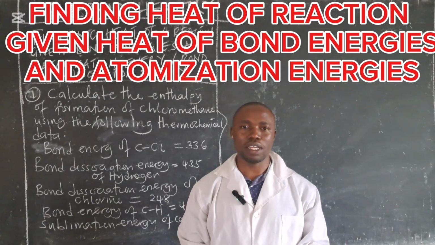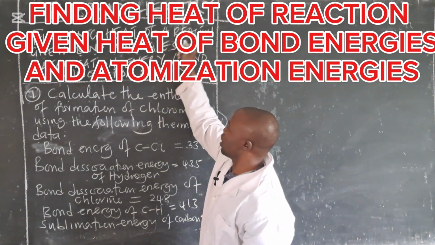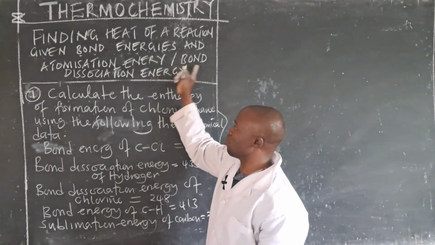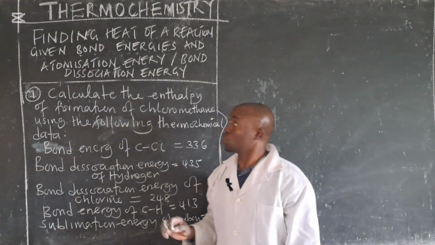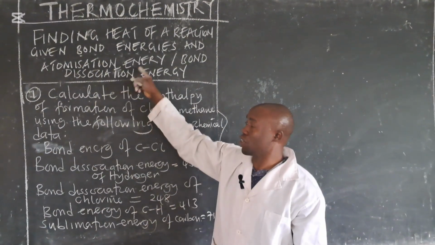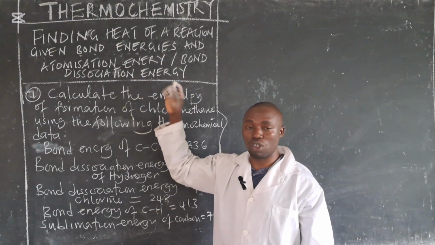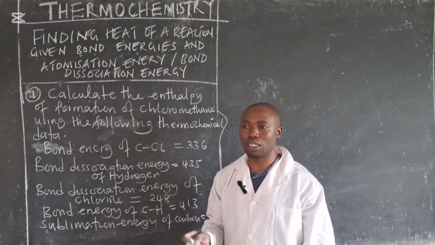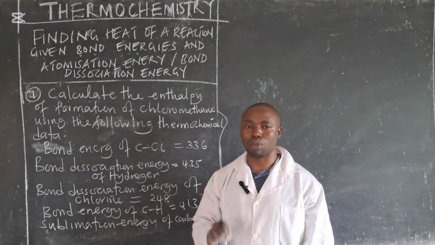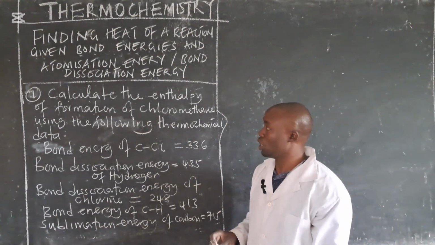Let us look at the next category here. Now in this category, we are finding the heat of a reaction given bond energies and atomization energies or bond dissociation energies. But what's going to be very important are the atomization energies here. Now, if we are given bond dissociation energies, we are going to convert them to atomization energy by dividing by 2. So bond dissociation energy is twice atomization energy. Atomization energy is a half bond dissociation energy.